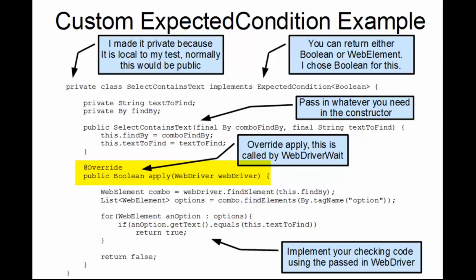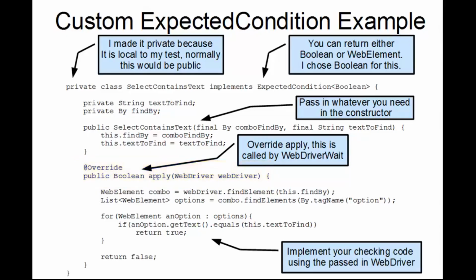And you can see that the apply method, when it's an expected condition, because we're implementing expected condition, the apply method always has a WebDriver passed in as the argument. And that's how we access the WebDriver. Because you can see we've created a class, select contains text. There's no mention of WebDriver in the constructor.